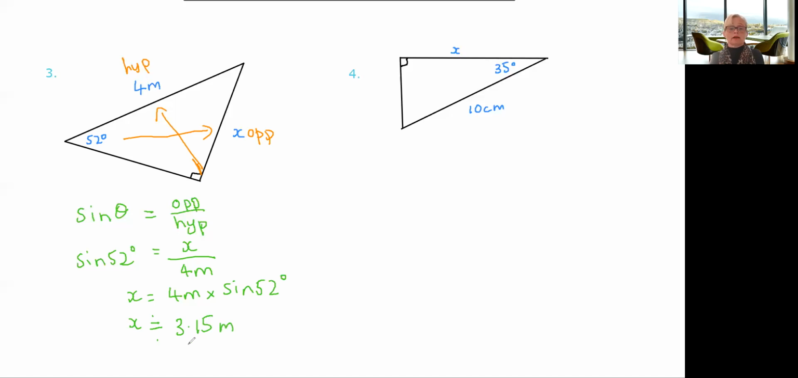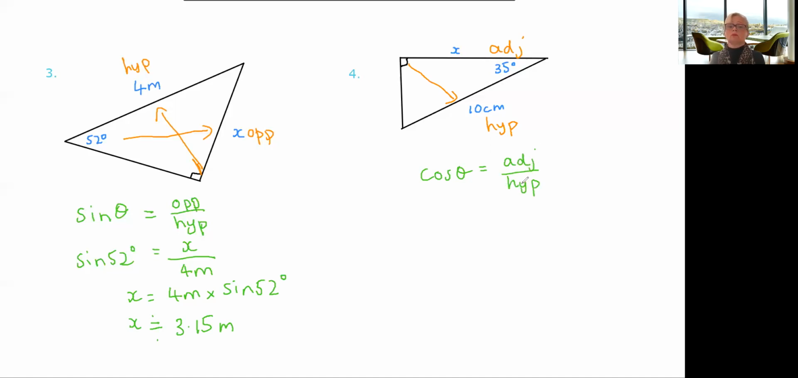If we got an answer that was bigger than our hypotenuse, then we'd know that we'd done something wrong, because the hypotenuse has to be the longest side of your triangle. All right, last one for this video. Again, label our relevant sides. This here is your hypotenuse. This is your adjacent. The rule that involves adjacent and hypotenuse is cos of theta is adjacent over hypotenuse.